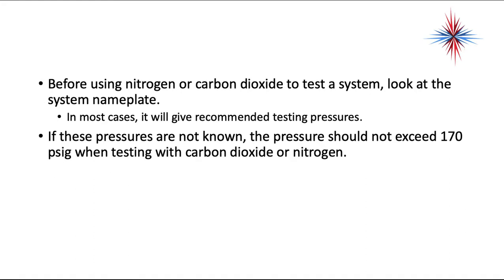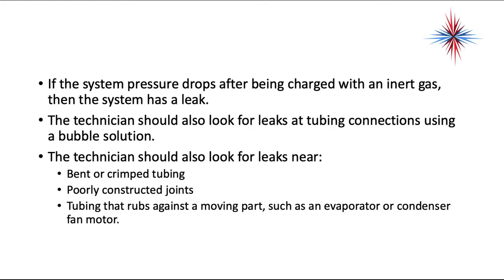Before using nitrogen or carbon dioxide to test a system, look at the system nameplate. And again, on the low side of the system, it will give a recommended test pressure. If these pressures are not known, do not exceed 170 psi when testing with carbon dioxide or nitrogen. You can actually blow the joints in the evaporator apart. If the system pressure drops after being charged with an inert gas, the system has a leak.